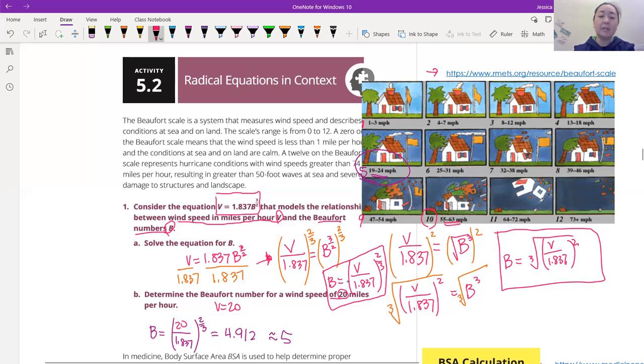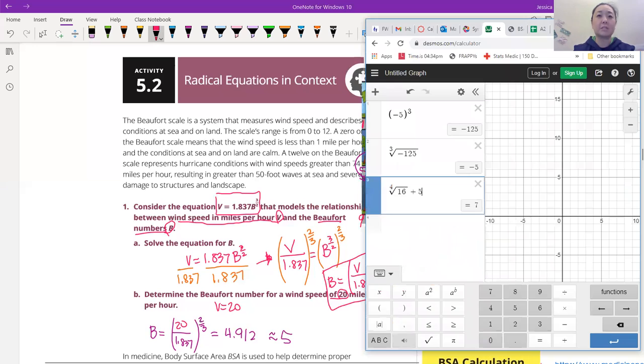So from here, I'm going to stick with the ones with the exponents. All we need to do now is determine the Beaufort number for a wind speed of 20 miles per hour. If we look up here on the chart, because this was technically not in the book, 20 miles per hour is right here. So we're expecting a number that's about 5. We're literally putting in the 20 miles per hour. That's our V, I'm thinking like velocity, maybe that's why it's V. So that's going to be 20 divided by 1.837, and then that to the 2/3 power.